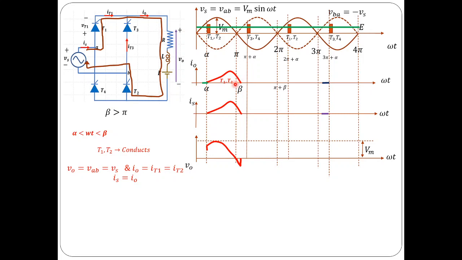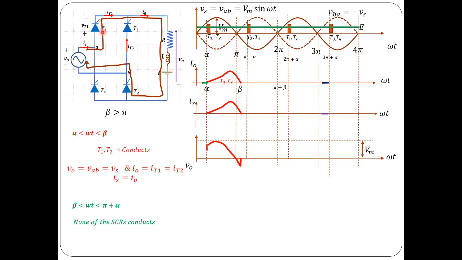Now if you see, current became 0 at omega t equal to beta. So before the next sequence of thyristors are fired, current through the load became 0, and from beta to pi plus alpha none of the thyristors are going to conduct, because the current through these is made 0 and the voltage appearing across them is negative, so they are reverse biased.